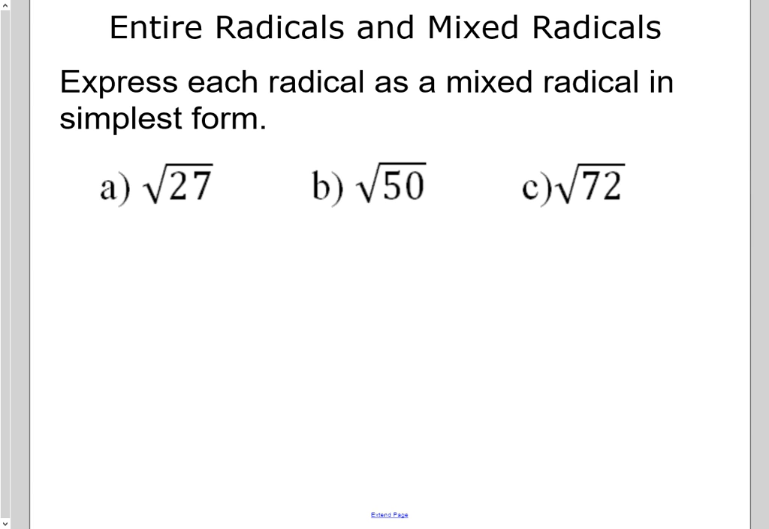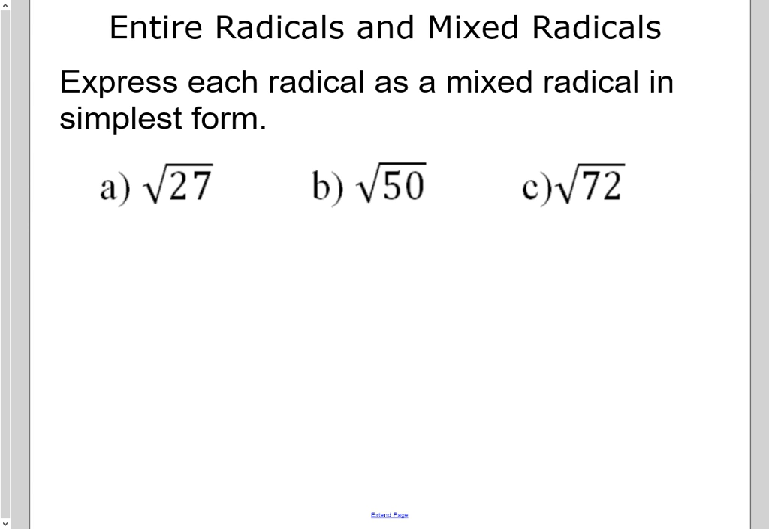Okay, so we have what's called entire radicals and mixed radicals. An entire radical means that the whole number is underneath your root sign and there's no number out front, whereas a mixed radical will have a number in front and a number under the root sign. Each one of these is considered an entire radical. We want to change them into a mixed radical.